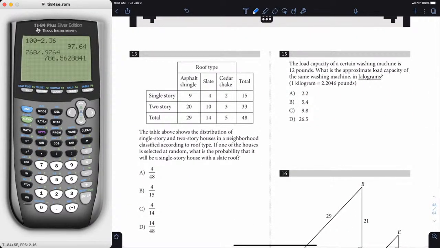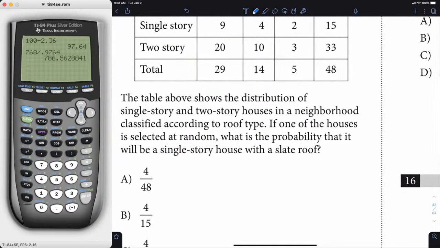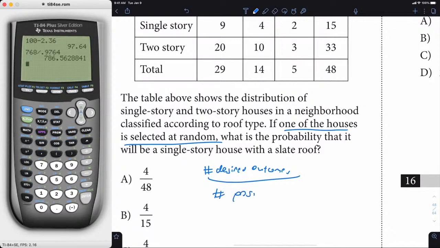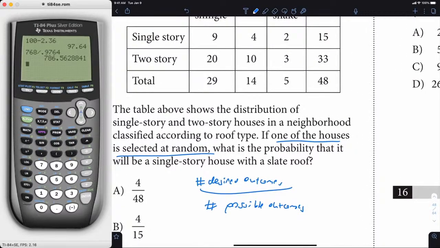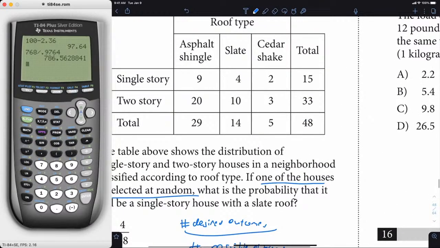Roof type. The table above shows the distribution of single-story and two-story houses in a neighborhood classified according to roof type. If one of the houses is selected at random, what is the probability that it will be a single-story house with a slate roof? All right, it says if one of the houses is selected at random. Remember, that's going to be the bottom of our fraction, because probability is the number of desired outcomes over the number of possible outcomes. What are the possible outcomes? One of the houses is selected at random, so it can be any house. That's our larger pool, and the larger pool is always going to go on the bottom. So that's 48, right? There are 48 total houses.